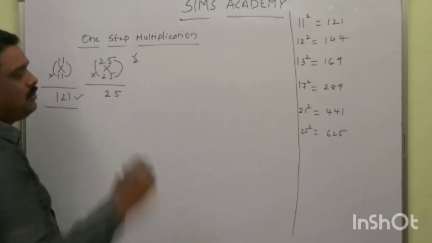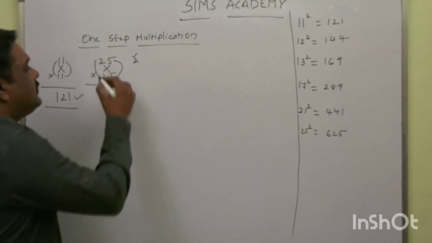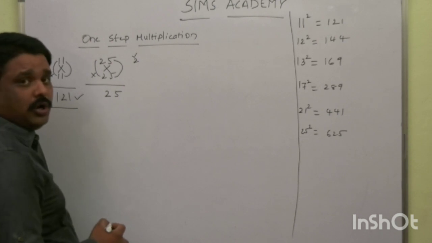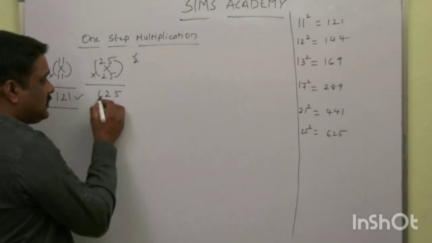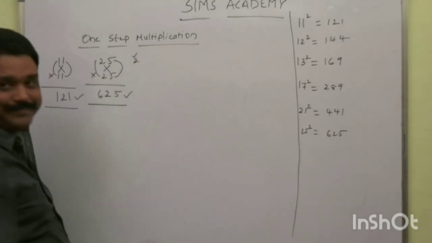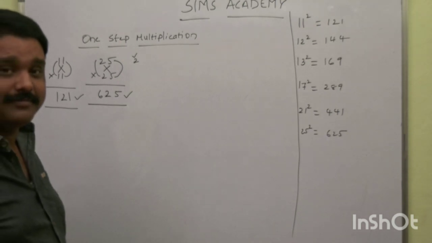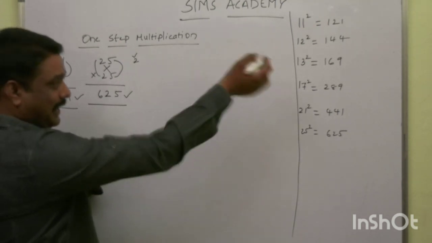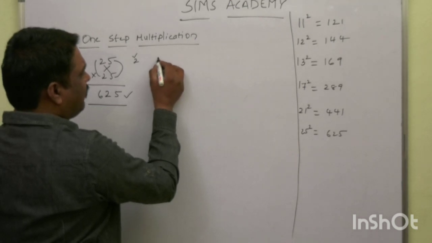Now, coming to these two digits. This is 2 into 2, 4. 4 plus 2, 6. We got 625. Nice, right? Next, let us move on to 17 square.